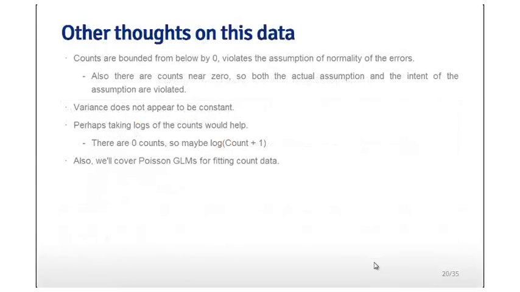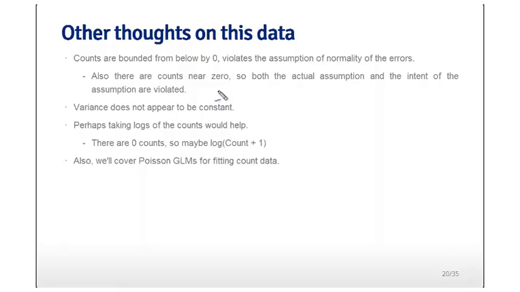Okay, so some other thoughts on this data. I want to indemnify myself from this kind of sloppy analysis. The counts are bounded from below by 0, which violates the assumption of normality of the errors. If you have a bunch of counts and they're nowhere near 0 and they're nice and normally distributed, then even though they're counts, it doesn't matter. You can still use a Gaussian distribution for the residual. But these have counts near 0, so the actual assumption and the intent of the assumption are violated.